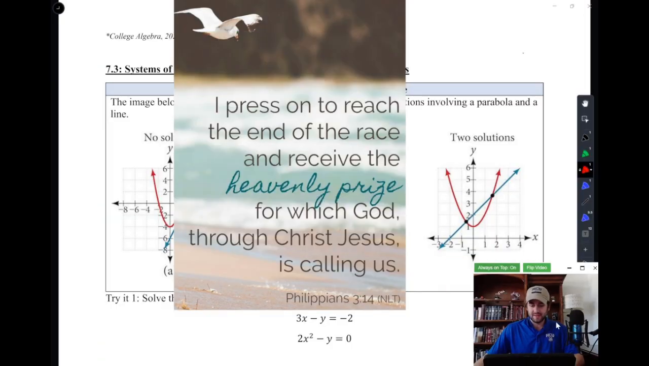Our scripture for today says, I press on to reach the end of the race and receive the heavenly prize for which God, through Christ Jesus, is calling us. And while we're pressing on in this class towards a very specific goal of our final exam and completing the class and hopefully passing and doing the best that we can, this verse just reminds us of a higher calling and a heavenly calling for which Christ Jesus has called us. That's not to be forgotten in the midst of all the work and the trouble and the studying for finals that I know you're experiencing right now.